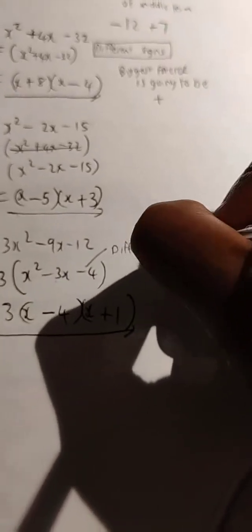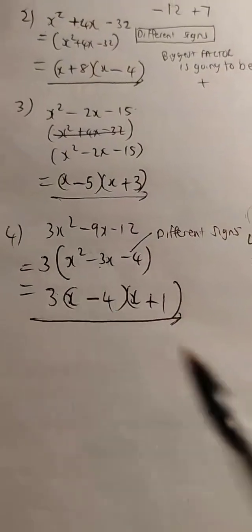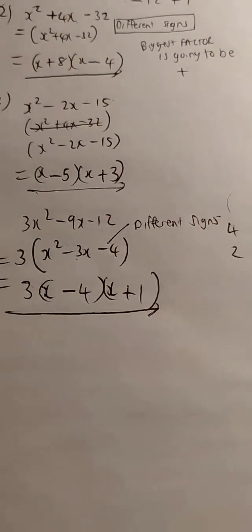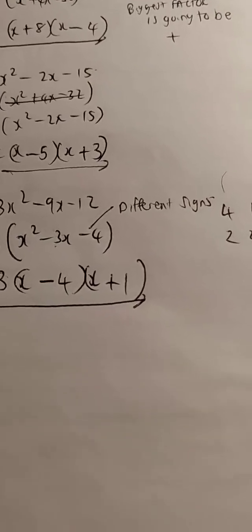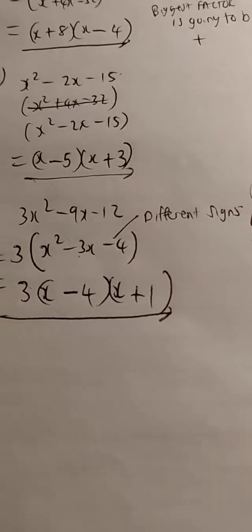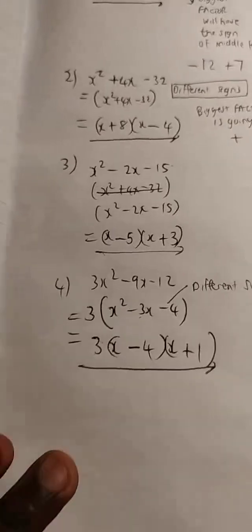Okay, guys, different signs. When the last term is negative, you are going to have different signs, but the highest factor is going to take on the sign of the middle term. Please, guys, just really flow in this thing. Finally grab a hold of it and let it make sense. Okay, so guys, I think I've covered sufficient, right?